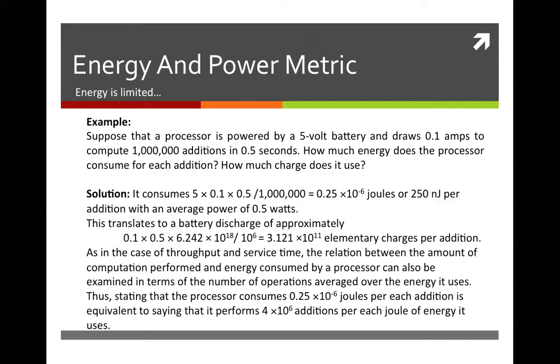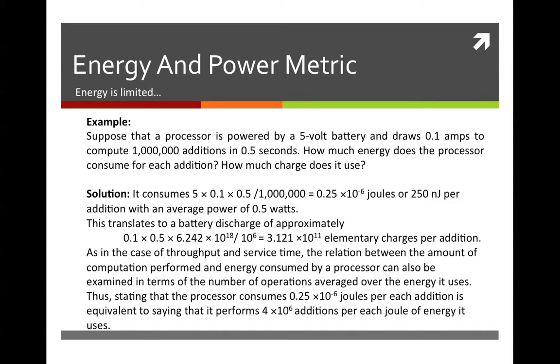Now, the battery discharge would be simply the amount of amps we consume over the time period that we run it, multiplied by the number of elementary charges in a single coulomb, which will be this formula here. And so when we do, you get 3.121 times 10 to the 11 elementary charges per addition.